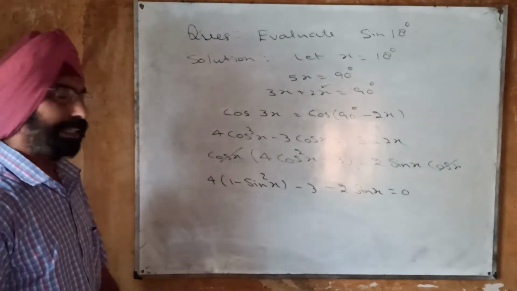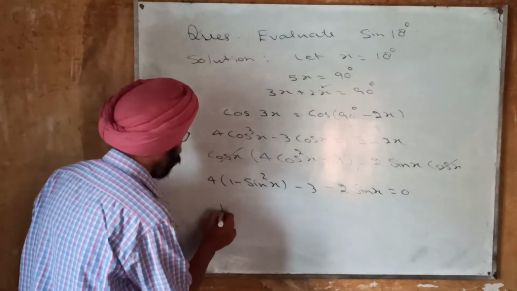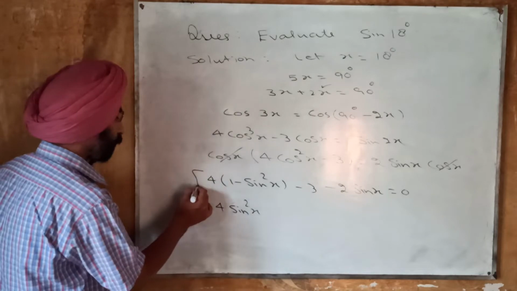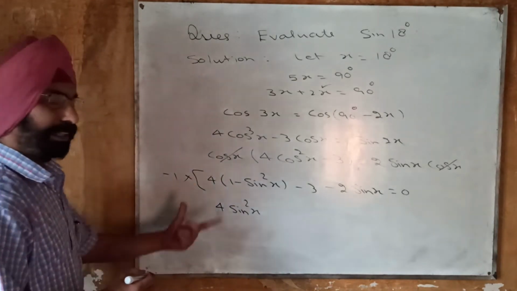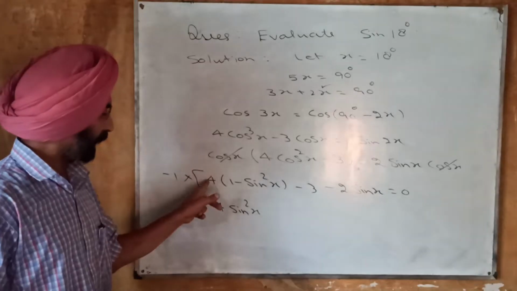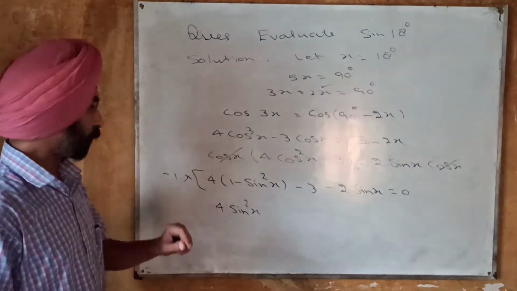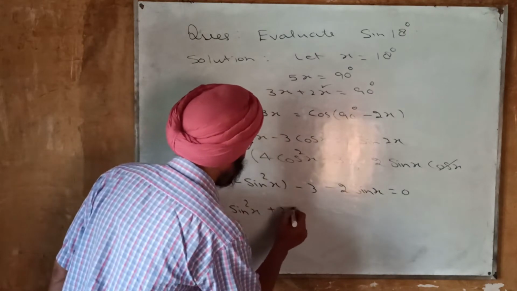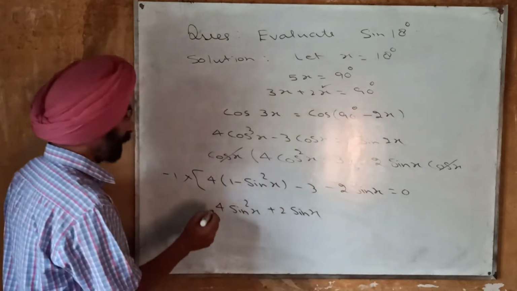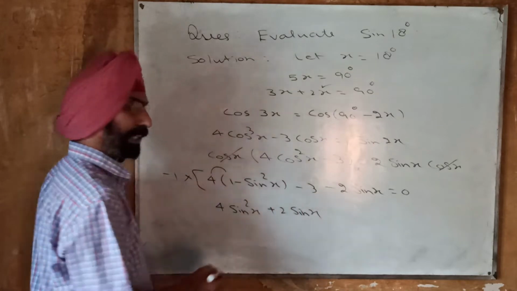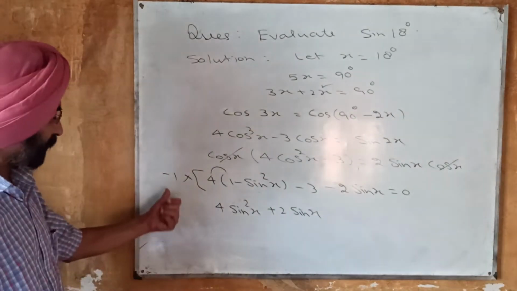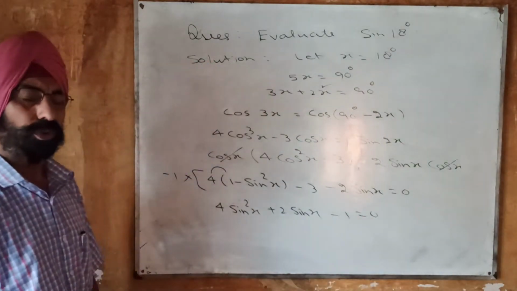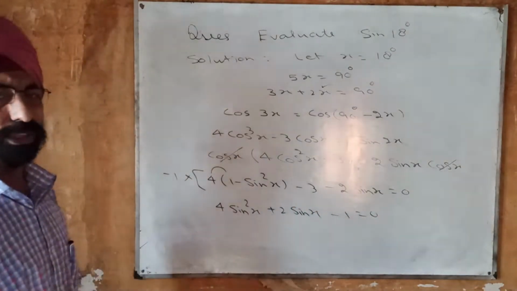So this equation can further be simplified. I am multiplying both sides by minus 1 in this step, so that this minus 4 sin square x will become 4 sin square x, and this minus 2 sin x will become plus 2 sin x, and the constant term is 4 minus 3. 4 minus 3 is 1, but since we are multiplying by minus 1, it will become minus 1 is equal to 0, and this is a quadratic equation in sin x now.